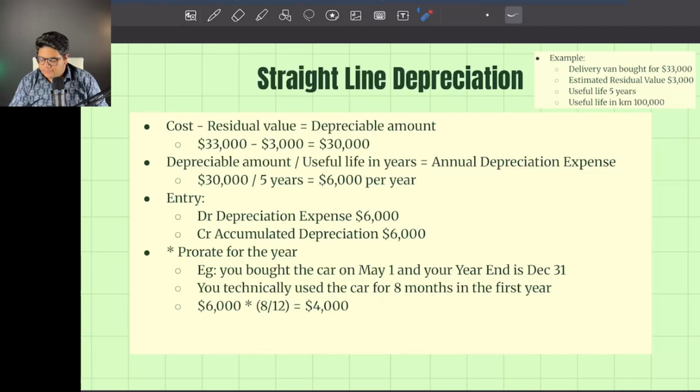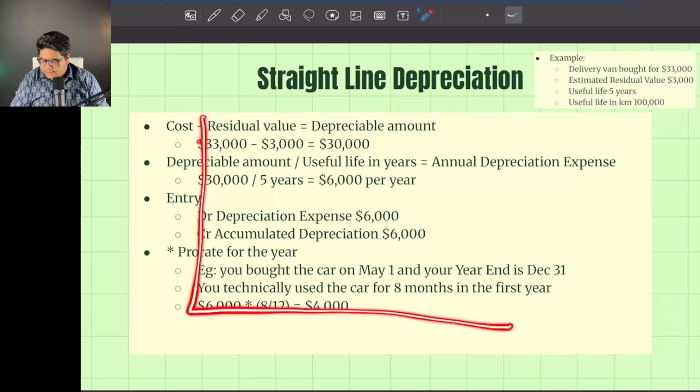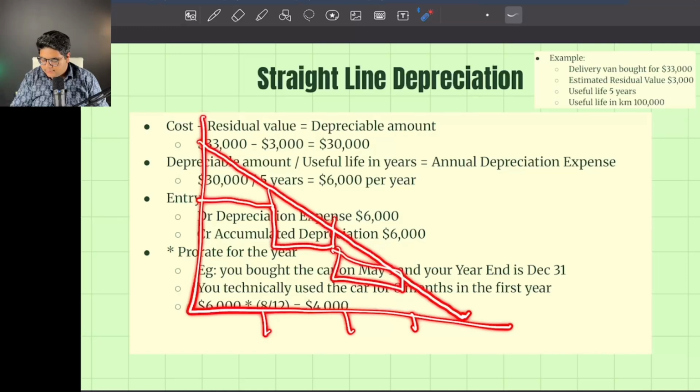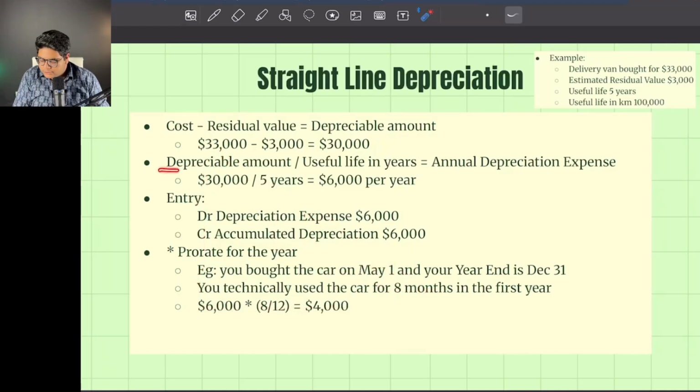So with straight line depreciation, you could literally visualize it. It's basically just a straight line. It's linear, as in after any given year, you will be depreciating the same amount. So the way it is, the total depreciable amount divided by the useful life in years is the annual depreciation expense. For example, we have a depreciable amount of $30,000 that we calculated in the last step. We have a useful life of 5 years as indicated in the question. If we divide 30 grand by 5 years, we have $6,000 of depreciable cost per year.